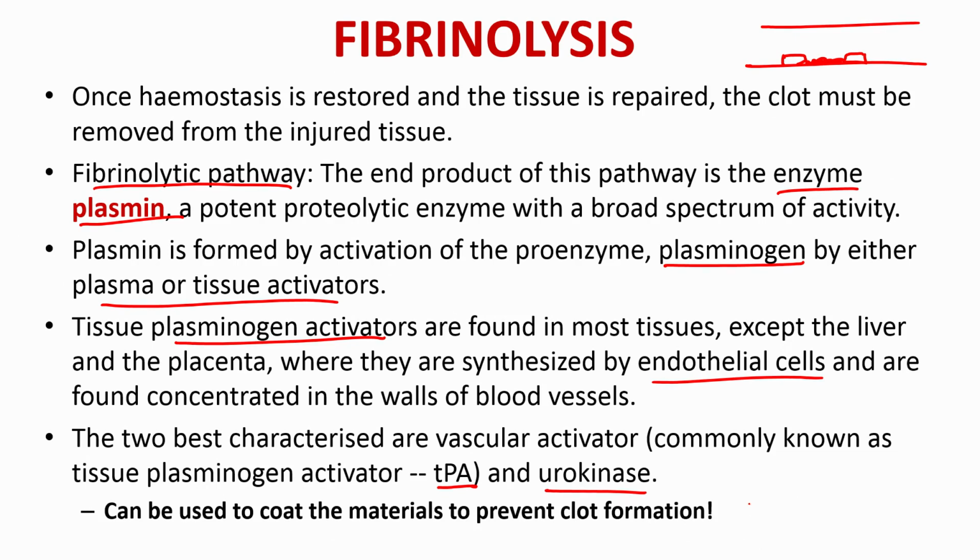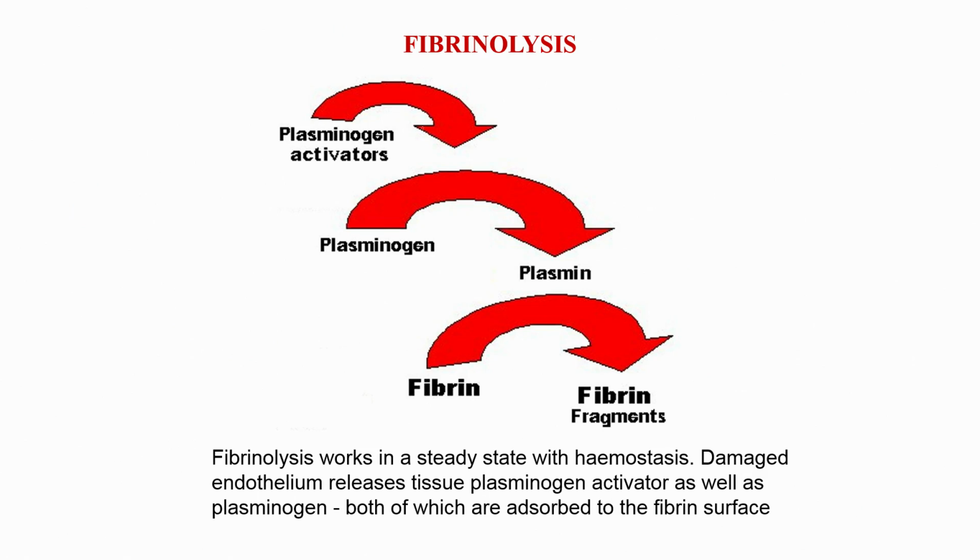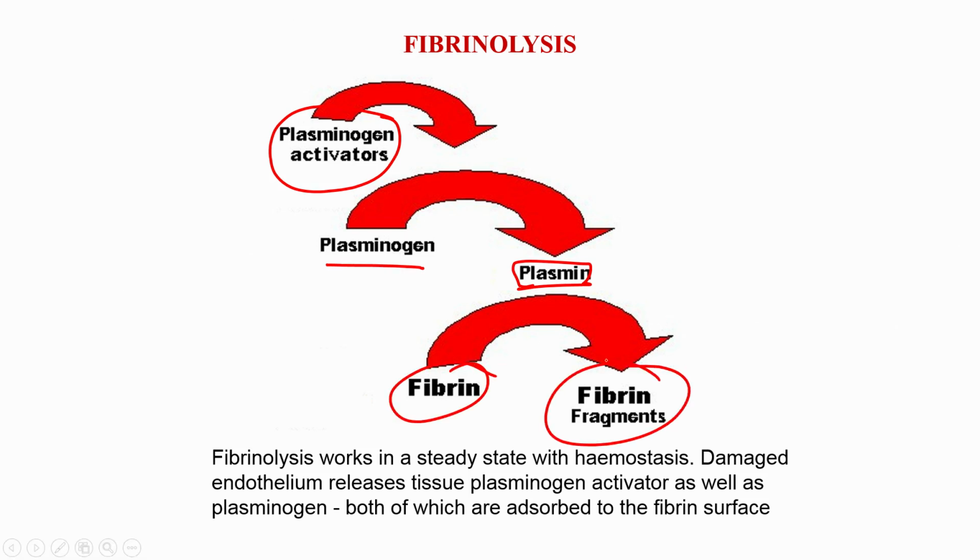So, what you can do is take your material and pre-coat it with these activators. If the activators are present on the surface, then the first time the fibrin comes in, it is going to get cleaved off, so you would not let the clot form. Here is the pathway: plasminogen activators change plasminogen to plasmin, which is the major enzyme, and this plasmin takes fibrin and degrades it into fibrin fragments. There are always some steady-state levels, and any damaged endothelium releases these activators as well as plasminogen, which can then be used to degrade the clot.